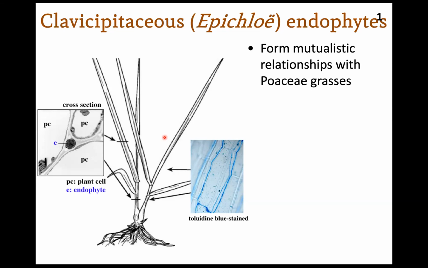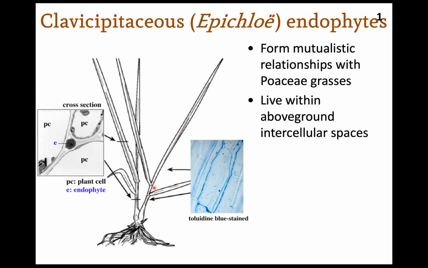These endophytes form mutualistic relationships with grasses from the family Poaceae. In this picture, we're showing a diagram of a grass plant, and the endophytes live in the above ground parts of the plant, so the leaves and the stems. In particular, they live in the intercellular spaces, and that's what's shown by these two photographs on the left and the right of the diagram. On the right, the plant cells are the clear pale blue things, and the darkly stained blue lines are the fungal endophyte hyphae running between the cells. You can view that a bit more clearly on the electron micrograph on the left.